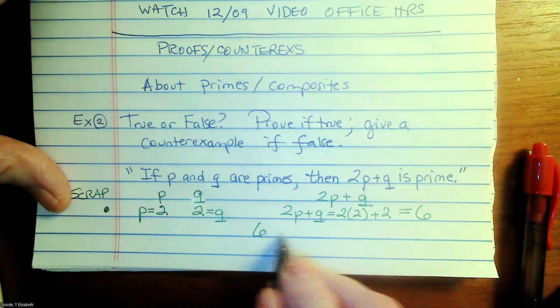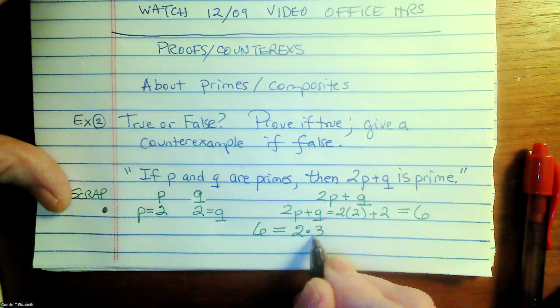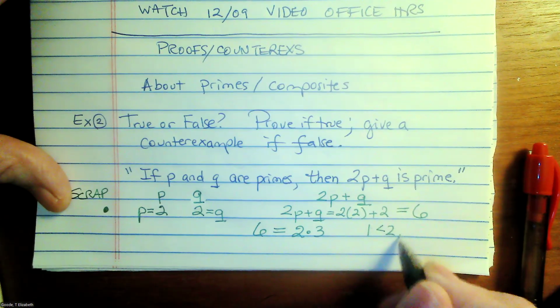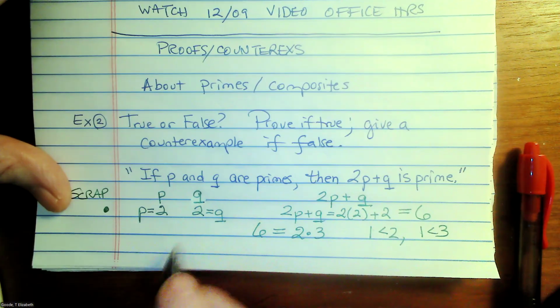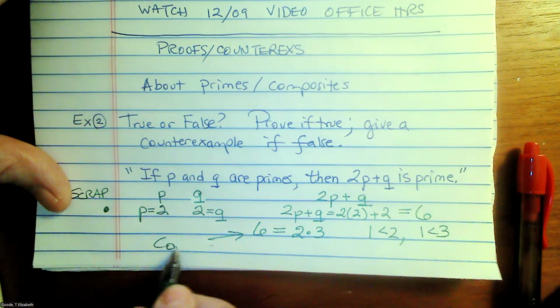So we got a counterexample, because 6 is equal to 2 times 3, and 1 is less than 2, and 1 is less than 3. Yeah, proper factors. So yeah, here's our counterexample.